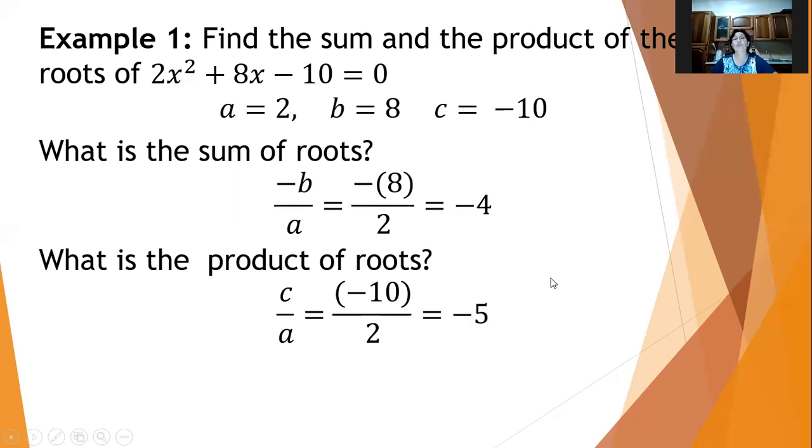Then the roots are, the sum is negative 4 and the product is negative 5. Okay? Now let us check.